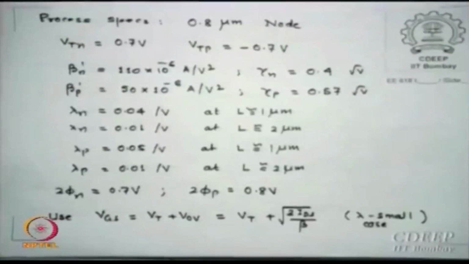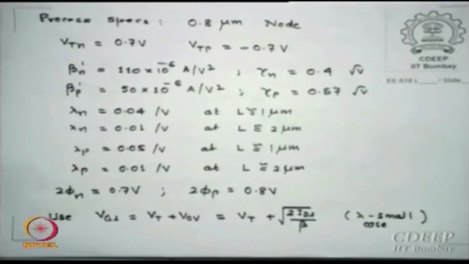Okay, so beta n dash is 110 10 to the power minus 6 amps per volt square, and gamma for n channels, gamma is the substrate bias factor which is 0.4 root volt, and beta p dash is 15 10 to the power minus 6. So we are roughly expecting 2.2 ratio of mobilities, and gamma p is 0.57 per root volt.